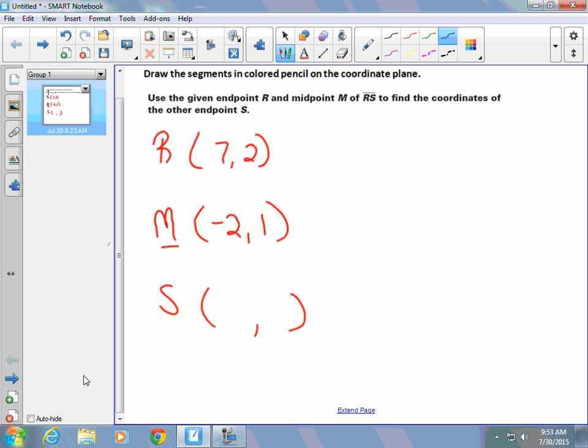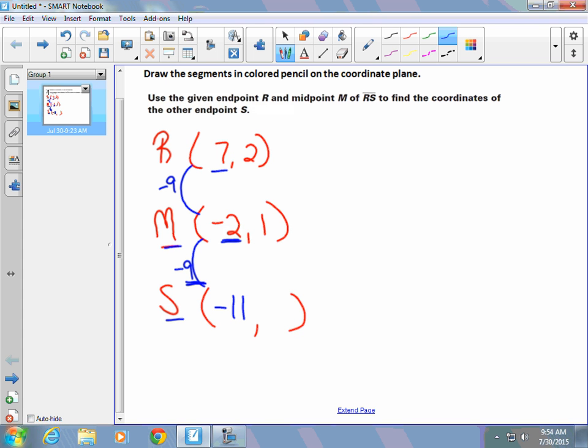If I take my look at my x values, here's 7, and I move to -2. If I go from 7 to -2 on the x-axis, I will move backwards 9 spaces. So going backwards means -9. So let's go ahead and do another -9, the exact same movement, so we get the same distance from the midpoint to S. So -2 plus -9 will get me -11. Our x coordinate will be -11.